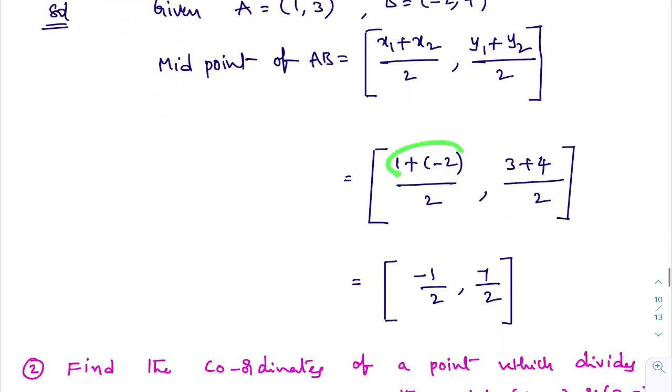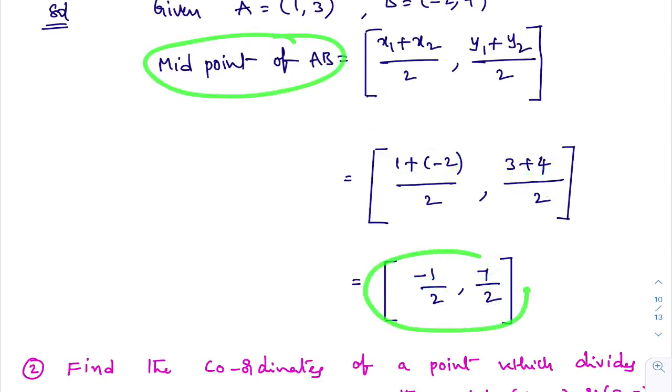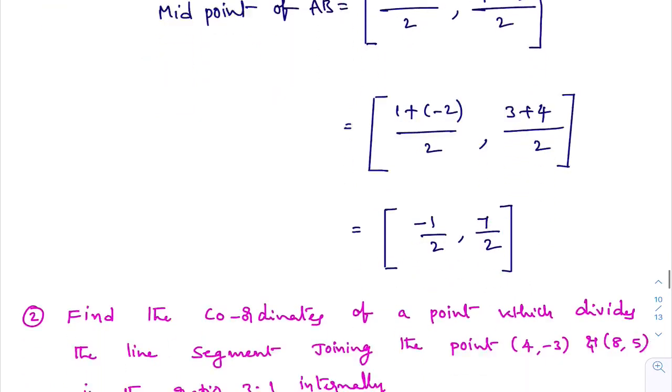1 minus 2 is minus 1. Minus 1 divided by 2. 3 plus 4 is 7. 7 divided by 2. So the midpoint of AB is what? Minus 1 by 2 comma 7 by 2.